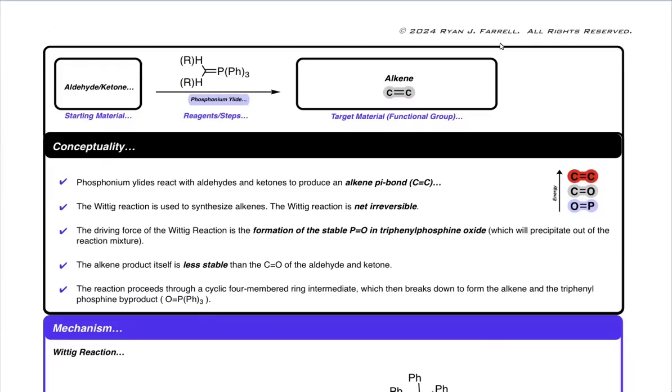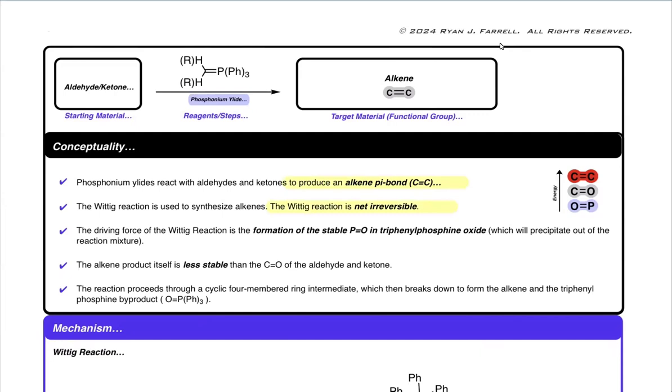All right, everyone, in this video, we're going to do more of a deep dive on the Wittig reaction. So in the Wittig reaction, we combine an aldehyde or ketone with a phosphonium ylide, and the objective there is to generate an alkene pi bond. So phosphonium ylides react with aldehydes and ketones to produce an alkene pi bond, and this reaction is net irreversible.